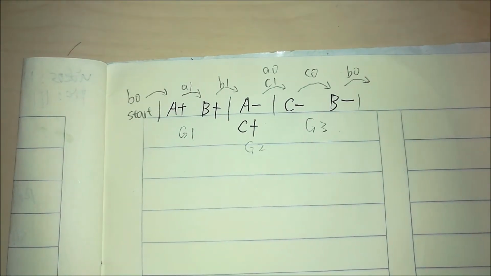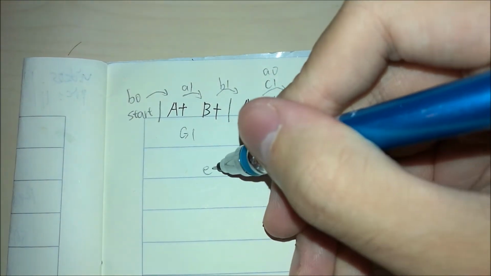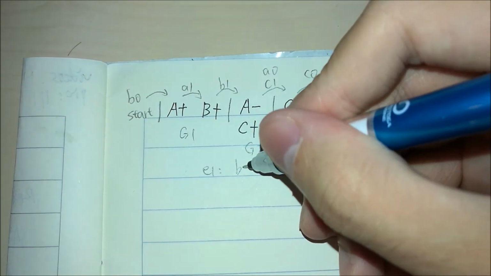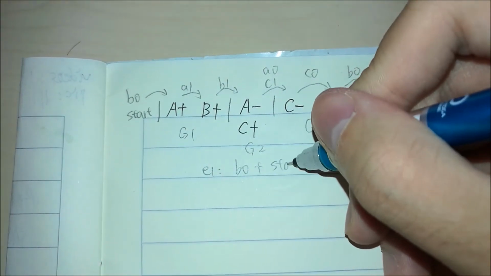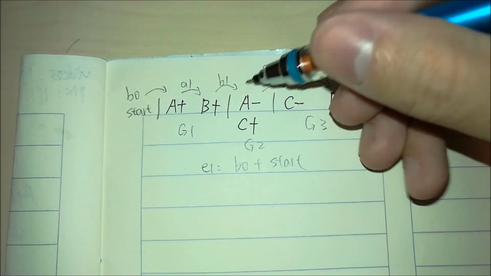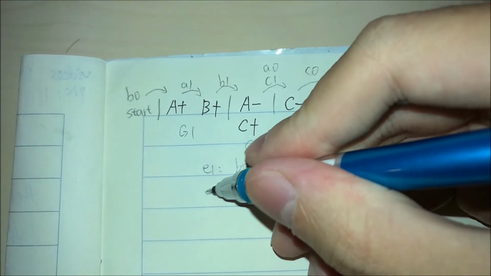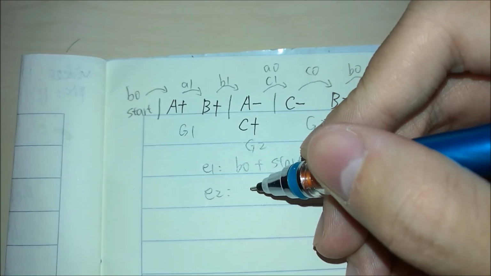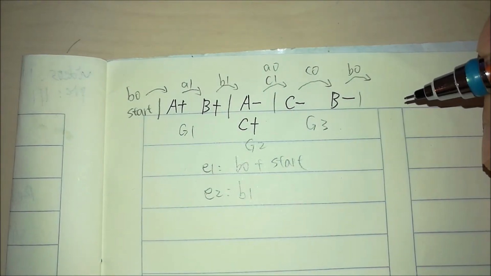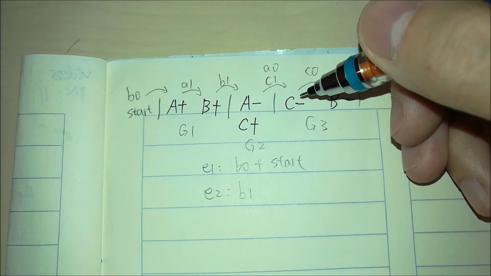So now we can write the group switchers. Basically, group switcher number 1 will be this one, B0 and start. And then another group switcher will be B1, switching from group 1 to group 2. Then the third group switcher will be A0 and C1. So this will switch from group 2 to 3.